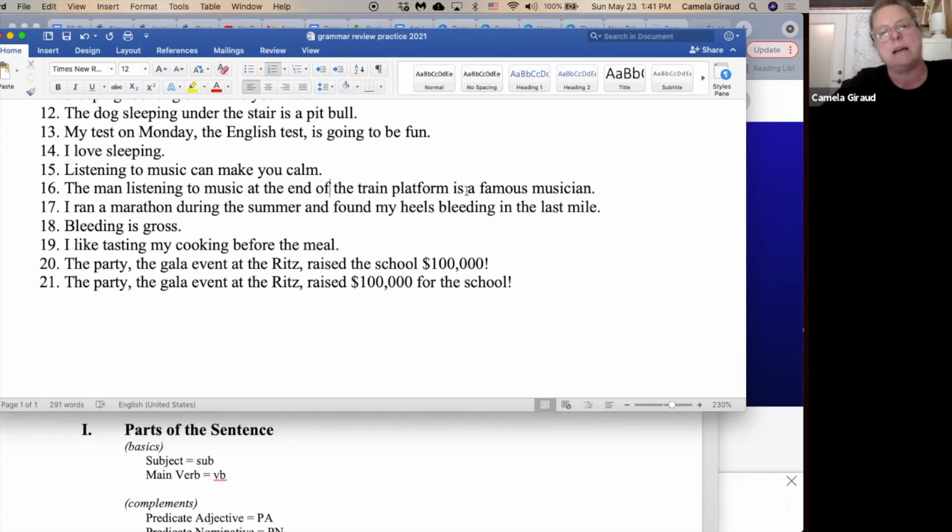Okay, is a linking verb. So if it's a linking verb, I'm looking for a noun or an adjective. In this case, it's a noun, so that's a PN.